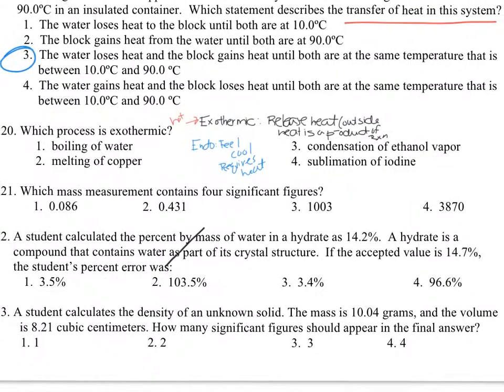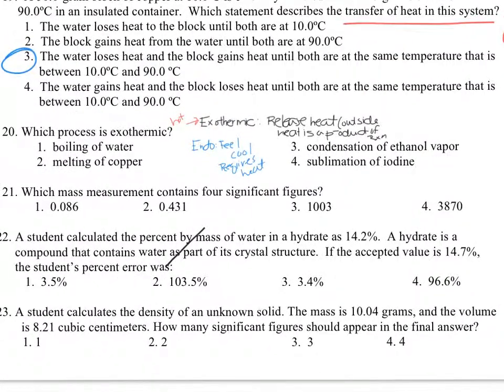So now, which process is exothermic, meaning which one releases heat? The best way to go about this question is to say which one is not exothermic, which one is endothermic, which one requires heat to happen, because there will be three that require heat. So boiling water requires heat, can't be exothermic. Melting copper requires heat. Sublimation of iodine, going from a solid to a gas, requires heat. The only thing that doesn't require heat is condensation. That is a cooling process and is your answer.